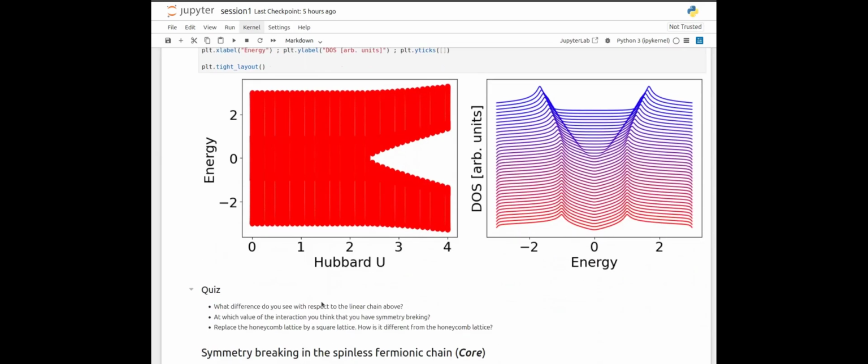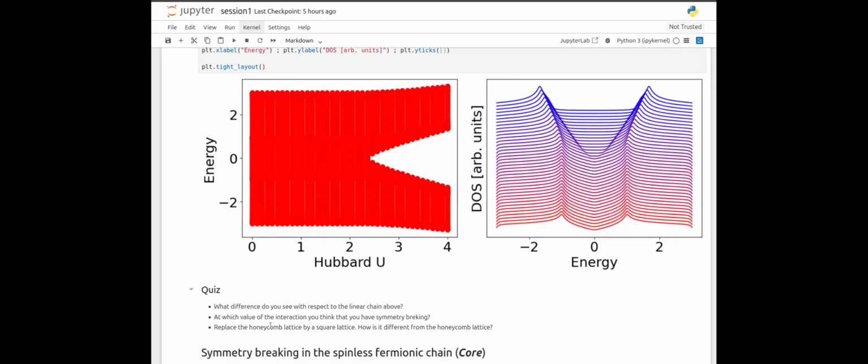Okay, so then let's go with the quiz. So what is the difference that you see with respect to the linear chain? So the key difference is that in this system, there's a critical value, as we discussed before. Then next question is, at which interaction value do we get the symmetry breaking? Well, the value at which we get the symmetry breaking is the value at which we get a gap opening, which if you look at this plot, for example, this would be around 2.3, which is the critical value for the Hubbard transition in the honeycomb lattice with mean field.